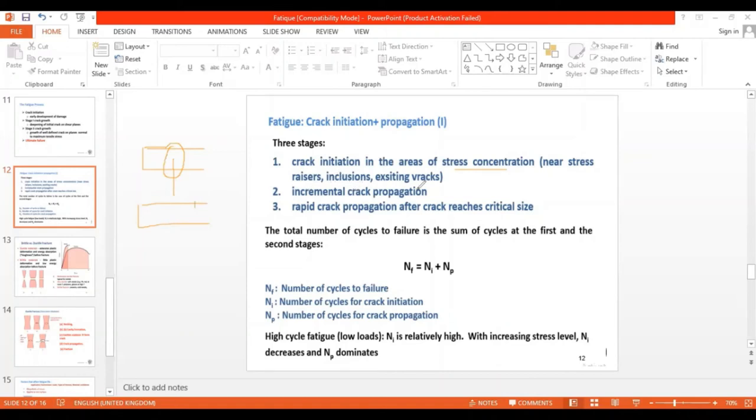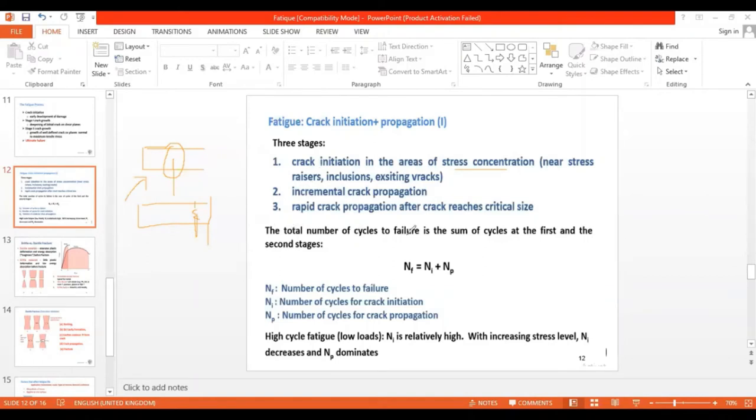Then, incremental crack propagation. Once the crack has started, with this body rotating again and again, it will go deeply into the part, right? That is incremental crack propagation. This actually makes the situation worse. Then rapid crack propagation after the crack reaches critical size. When the crack keeps increasing, at a certain time it will reach a limit. At that limit, rapid crack propagation occurs after the crack reaches critical size. So when it reaches some size, there will be rapid propagation, all right? After that, there will be a failure. So these are the stages.